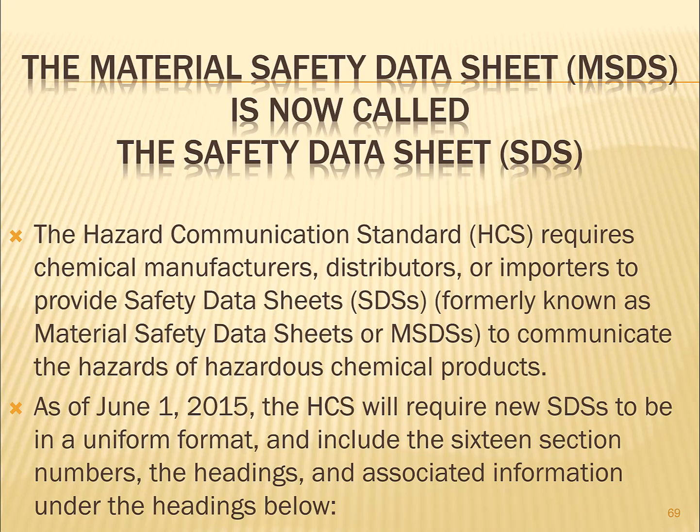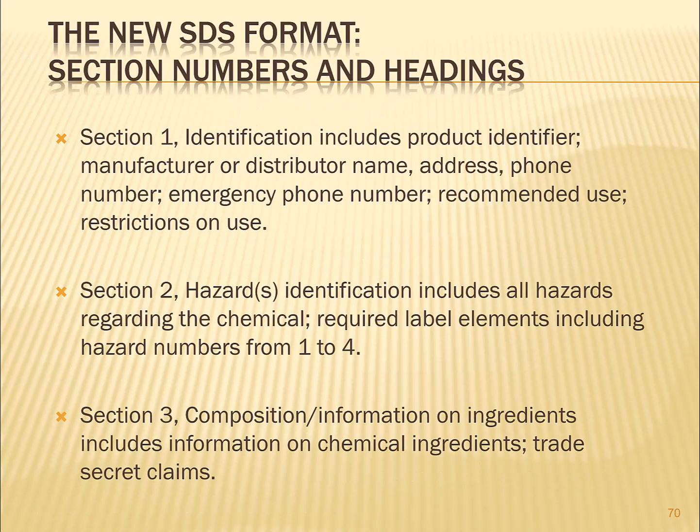So let me skip along a little bit more to, here we are, the sections. Section 1 deals with product identification. I should actually put some asterisks in here, and I should have one here for Section 1. You should know that Section 1 deals with product identification. Identification includes the product identifier, the manufacturer, distributor's name, address, and phone number, emergency contact information, and recommended use and restrictions on use. So just some very basic product information.